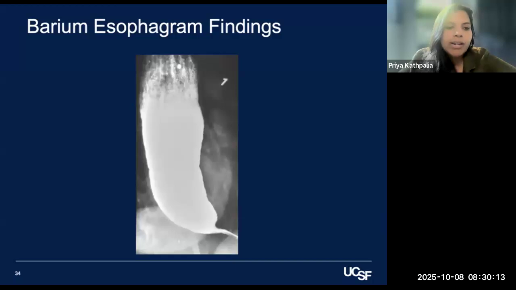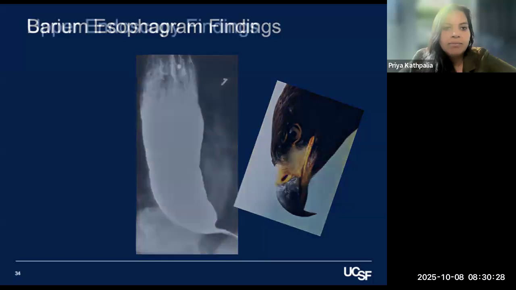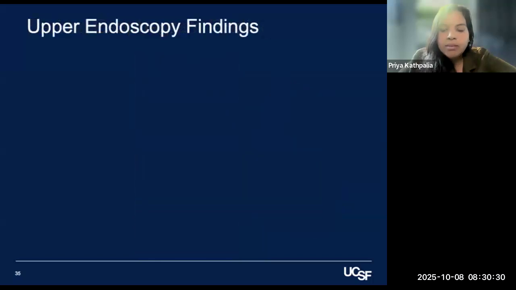Before coming to us, she's already had a barium esophagram, and here you can appreciate the bird's beak narrowing distally due to the contracted lower esophageal sphincter, and you can see where it gets its name from, which is classic for achalasia. But it is important to make sure that there is no stricture or a mass that could be mimicking some narrowing at the distal esophagus that can make the LES pressure seem high there.